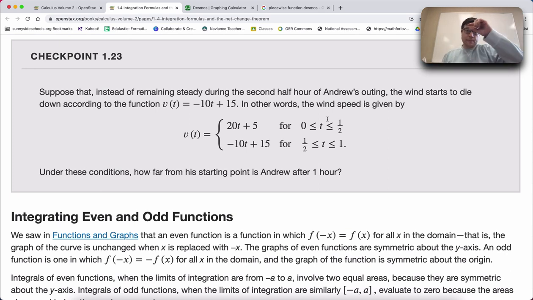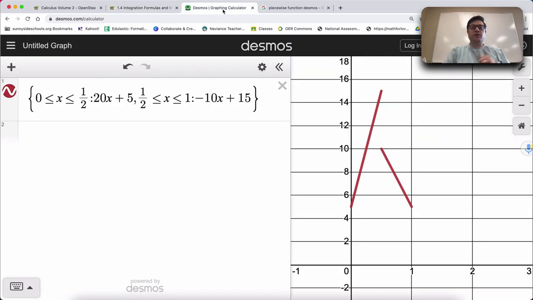There's a top condition where the function is 20t plus 5, that's the guy's velocity, for the first half hour, 0 to half of an hour, as the condition. In the latter half, 1/2 to 1, there's a different velocity function. Altogether, both of those functions create a shape that looks like this.